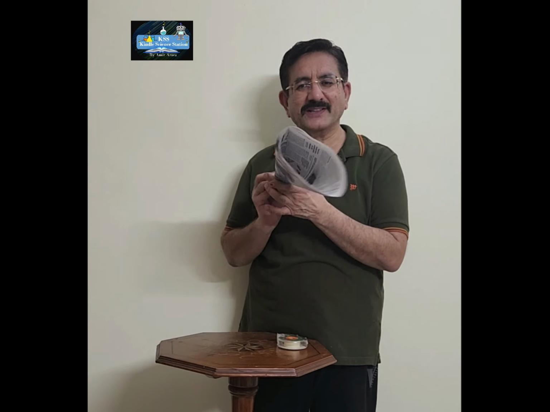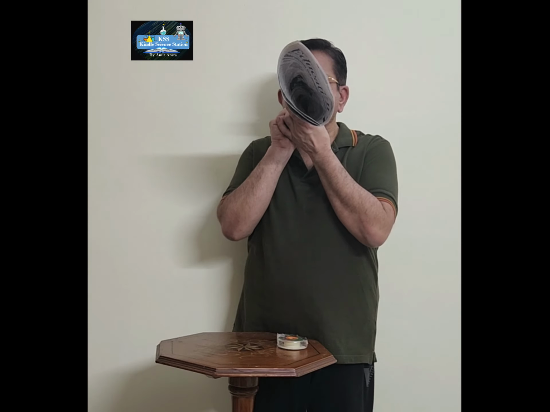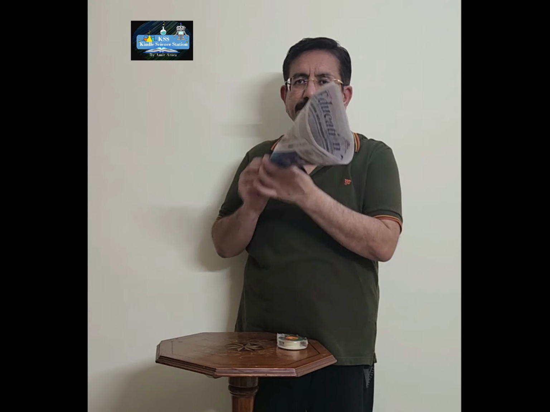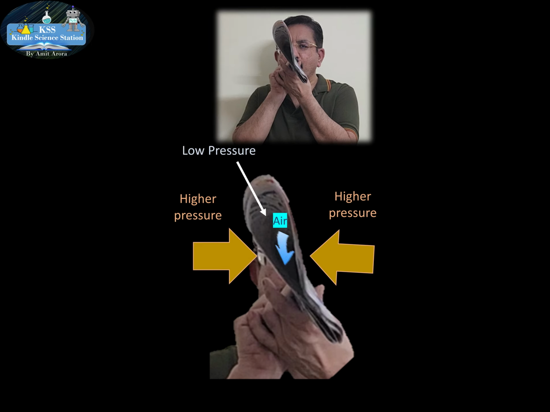Well, they are coming together. Let's watch once again. Why is it happening so? Bernoulli's principle explains this phenomenon. Let's see how. When I am blowing the air hard inside the cone, the fast moving air created a low pressure inside the cone, while the pressure outside the cone is higher, which compressed the paper cone.